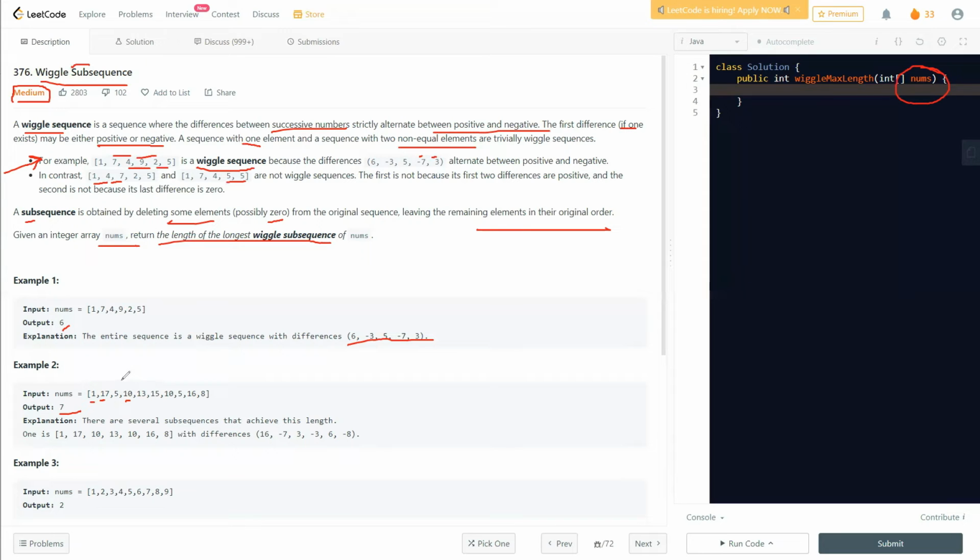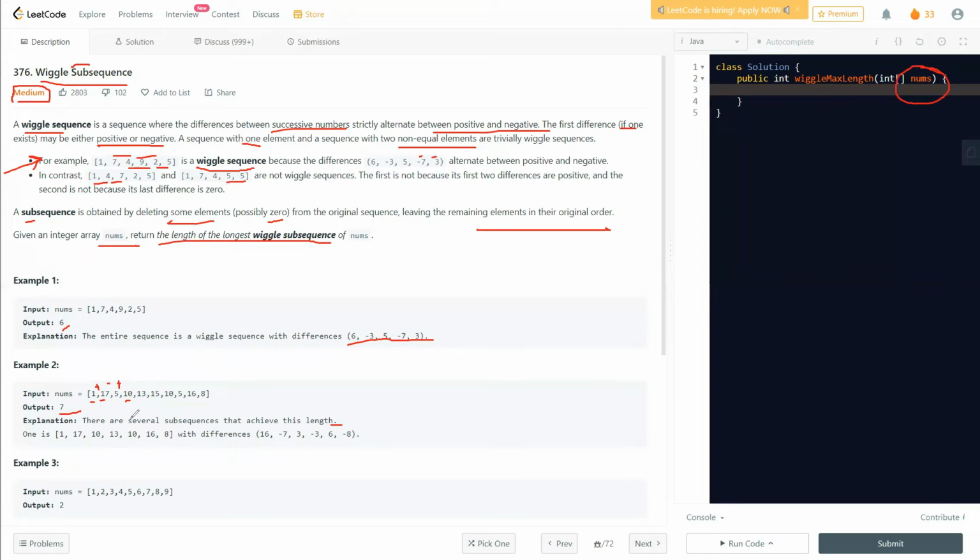Either take 5 or take 10. You cannot take both, because both give you a negative difference. The first one gave you a positive difference, and then 5 minus 17 is a negative difference. And moving ahead, you will find that 10 minus 5 is again a positive difference, right? So that would be positive. As it says, there are multiple subsequences that achieve that length, but they are pointing to one example here, okay.